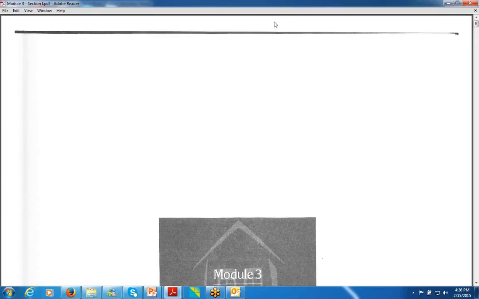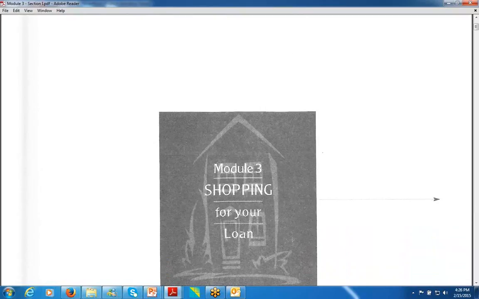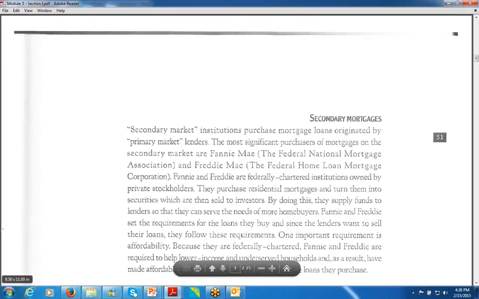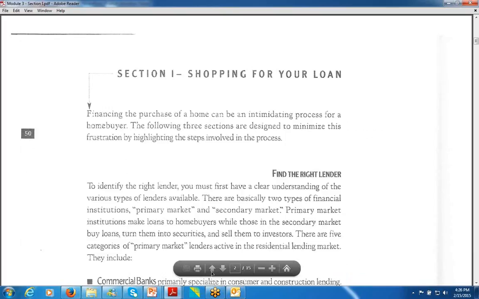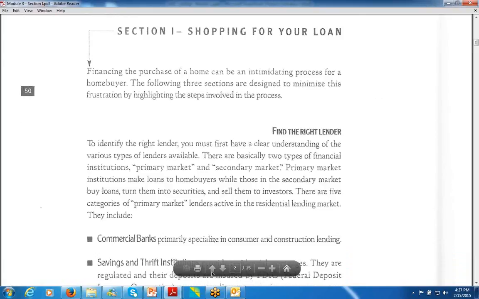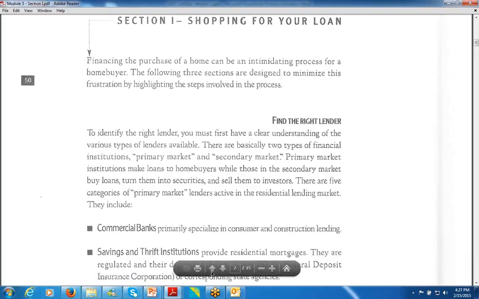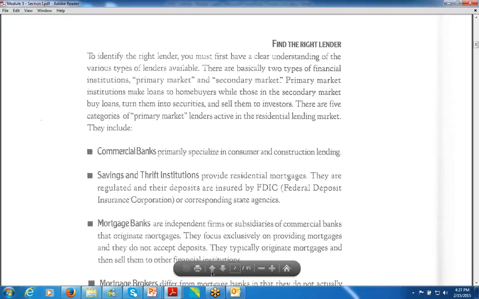Module 3, Shopping for Your Home. As we discussed, the first part of this discussion is around the lenders, shopping for your home and finding the right lenders. Now, first of all, there are various types of lenders that you can deal with, and we're going to describe all of them to you.